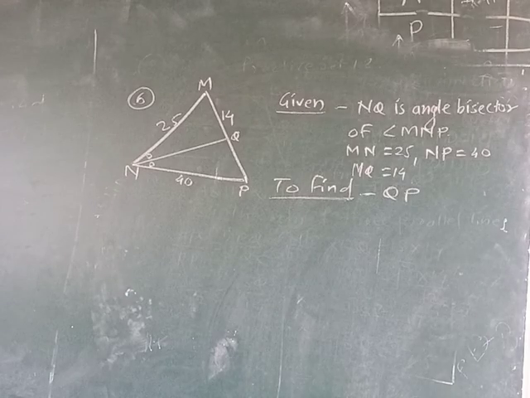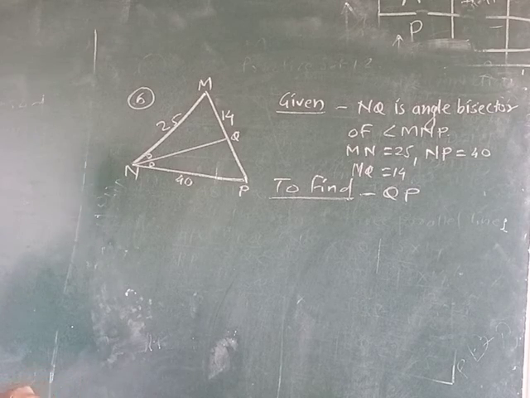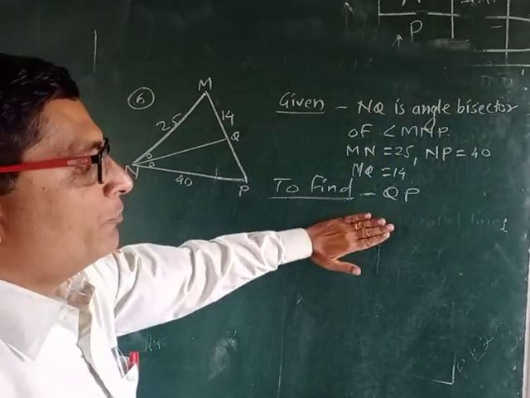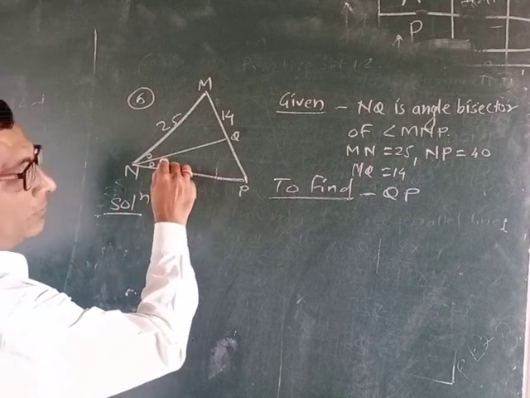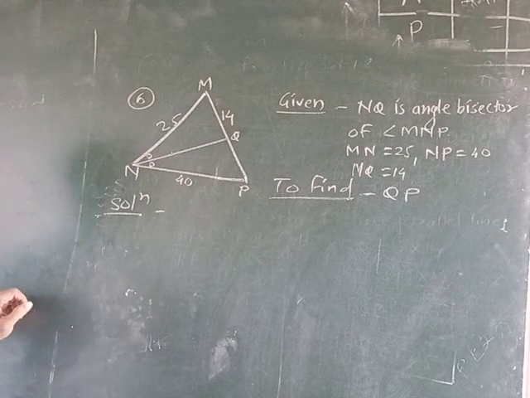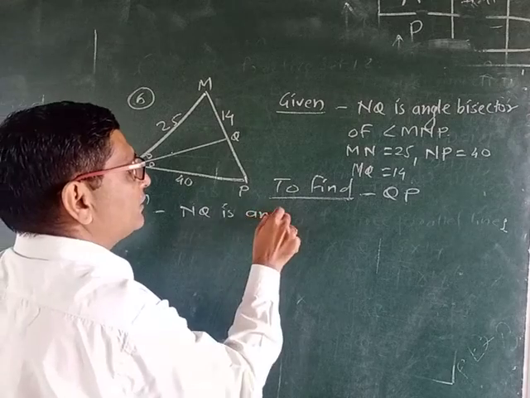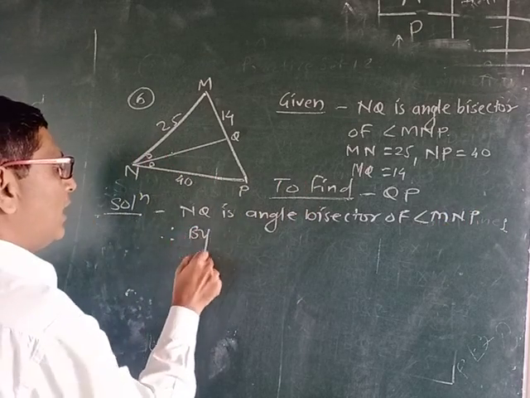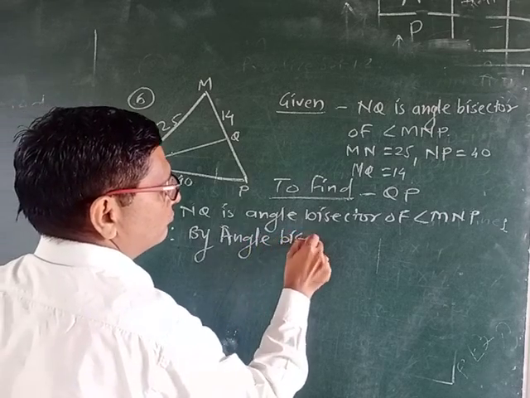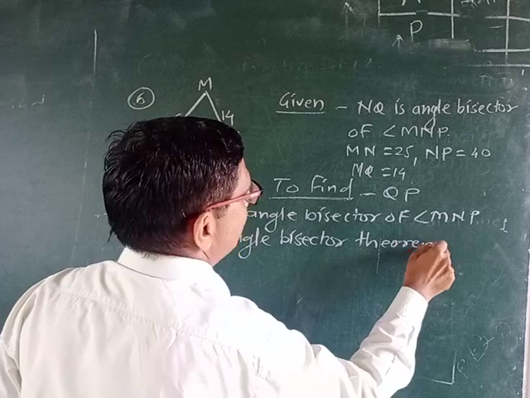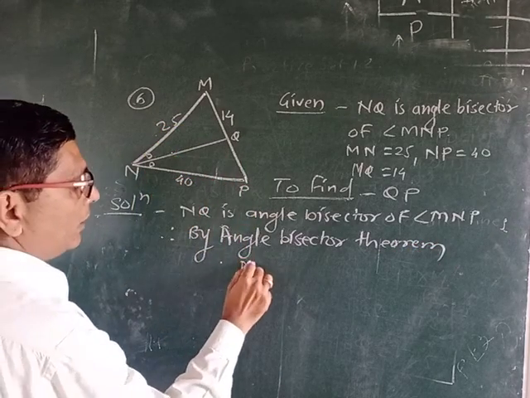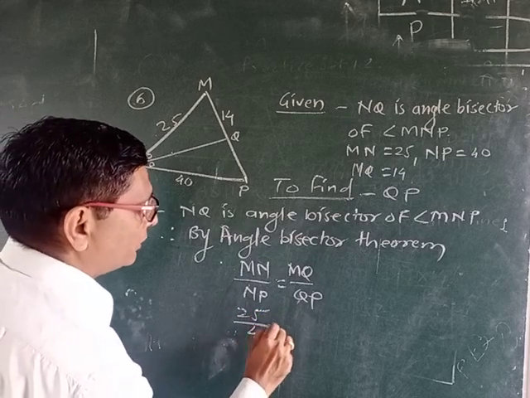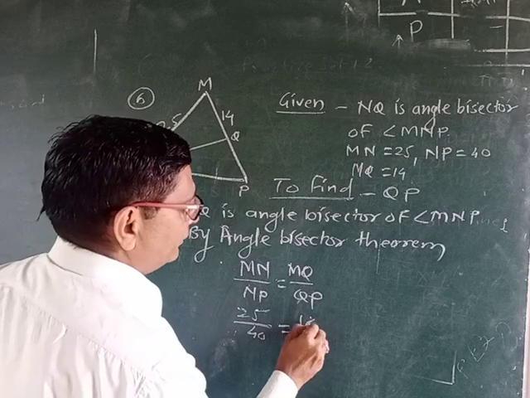Now see this figure in the 6th example. Here in triangle MNP, NQ is the angle bisector of angle MNP. The values of the sides are given and we have to find QP. Therefore, in the solution, by watching this angle bisector, we will use the angle bisector theorem. NQ is the angle bisector of angle MNP. Therefore, by the angle bisector theorem, the ratio of these two sides, MN upon NP is equal to MQ upon QP. We will put the values: 25 upon 14 is equal to 40 upon QP.